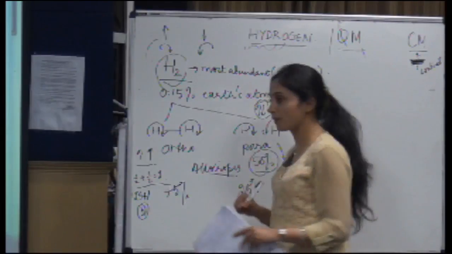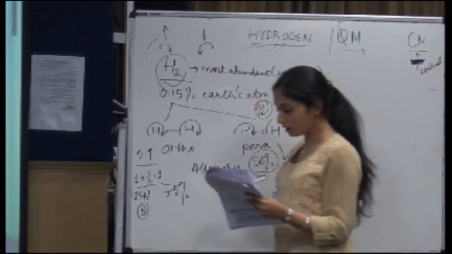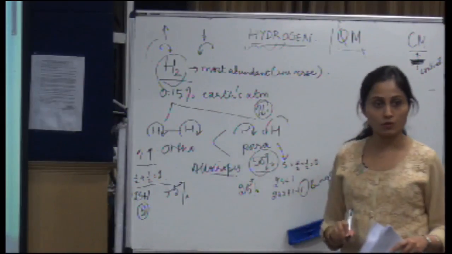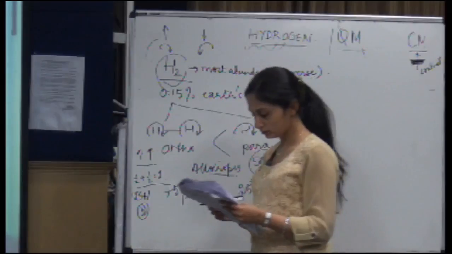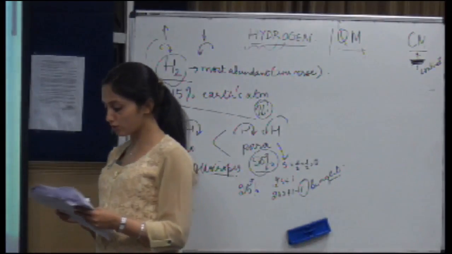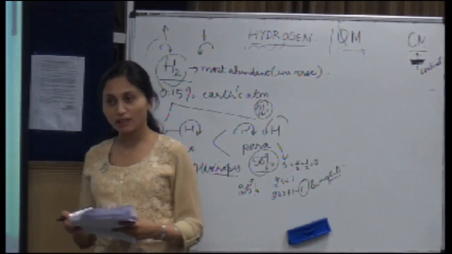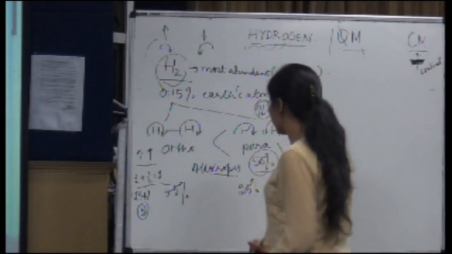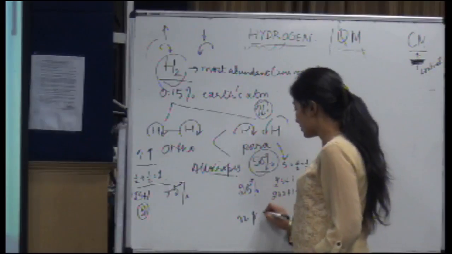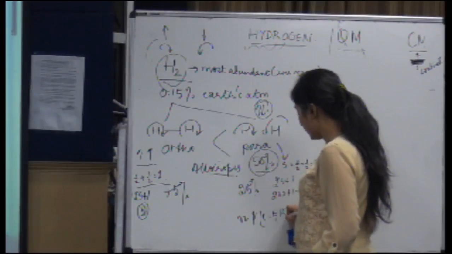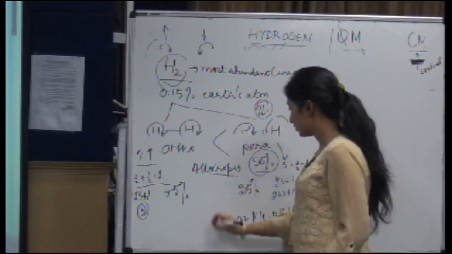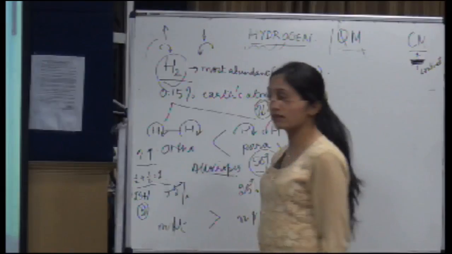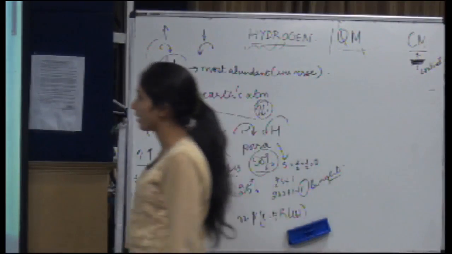Here again, the thermal conductivity of para hydrogen is about 50% greater than that of the ortho, and the melting point is less. So just note these points. The melting point is about 0.15 K less, so you have the melting point of ortho more. These are just the experimental observations that we have.